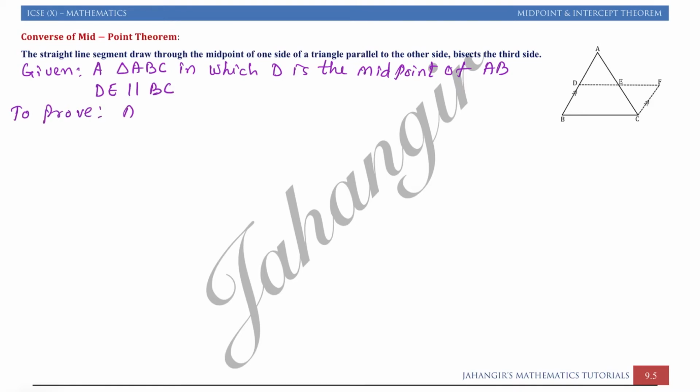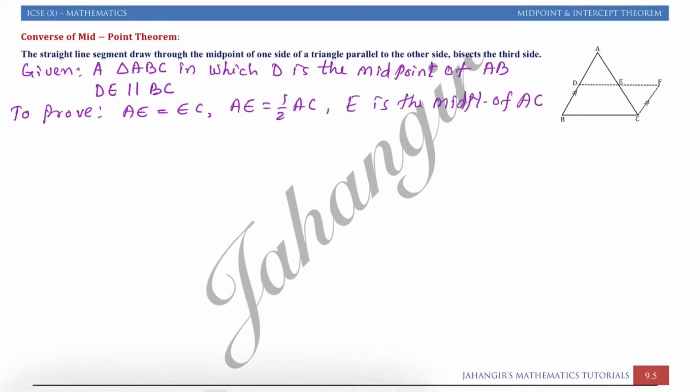we can either prove AE is equal to EC, or we can prove AE is equal to half AC, or we can write E is the midpoint of AC. We can write anything. We have to prove that E is the midpoint of AC.